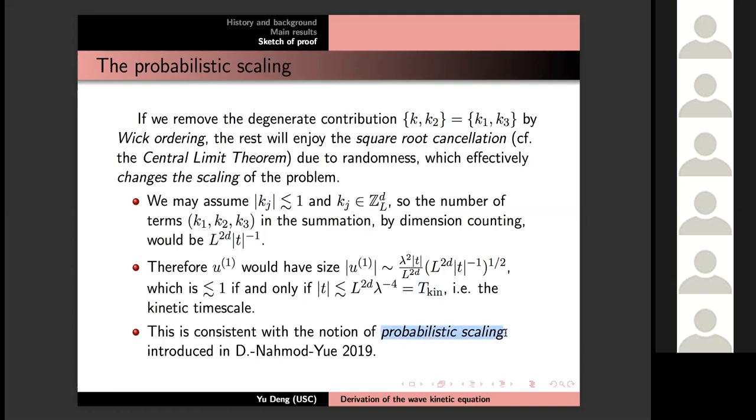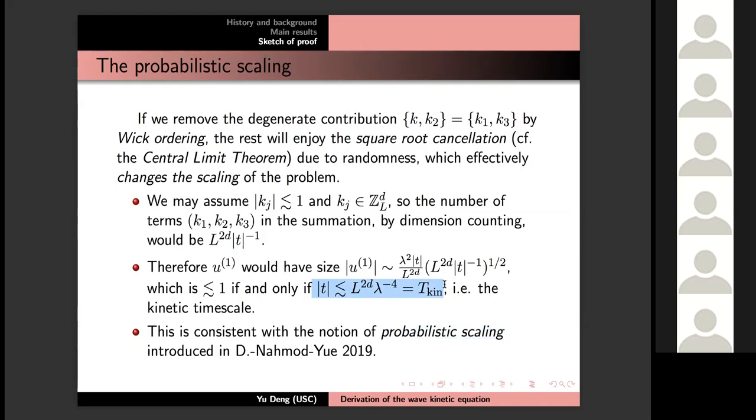So I have a recent work with Namod and Yue, from last December, where we also introduced this notion of probabilistic scaling. We're studying the low regularity almost sure well-posedness problem for Schrodinger equations, especially considering the well-posedness problem at the Gibbs measure regularity, which is supercritical with respect to the usual scaling, but subcritical with respect to the probabilistic scaling. And this notion of probabilistic scaling exactly coincides with the calculation here that predicts the kinetic timescale.